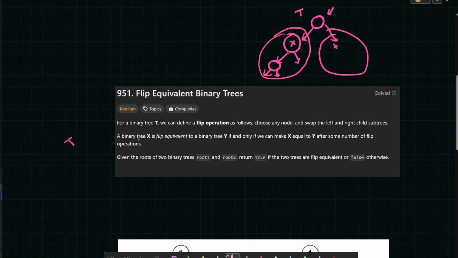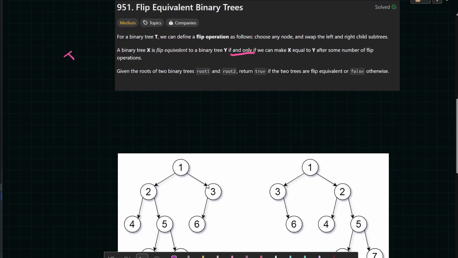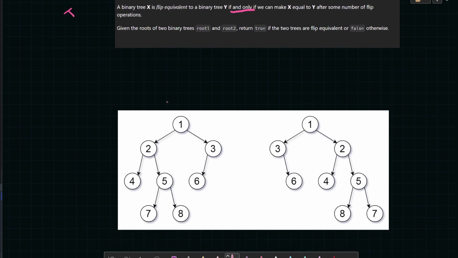Now what you'll have to do: the binary tree X is flip equivalent to binary tree Y if and only if we can make X equal to Y after some number of flip operations. Okay, let's understand it further. It is saying that you are given two trees. Number 1 is root 1 and number 2 is root 2. You have to check first of all whether these two trees are equivalent or not.